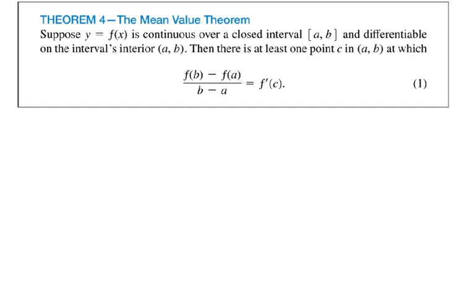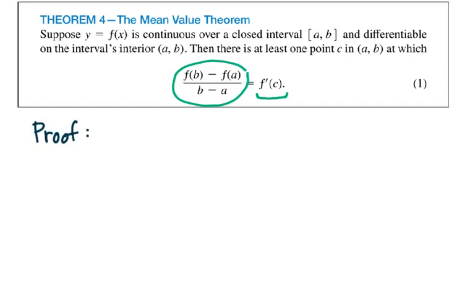Okay, so on the left here, we have the equation for the slope of a secant line, and we're saying the slope of the secant line is going to be equal to the slope of the tangent line, the derivative, at some point c, which exists between a and b. So, mean value theorem: suppose we have a function, continuous on a closed interval, differentiable, then there's one value between a and b in which the secant line has the same slope as the tangent line at some point c.